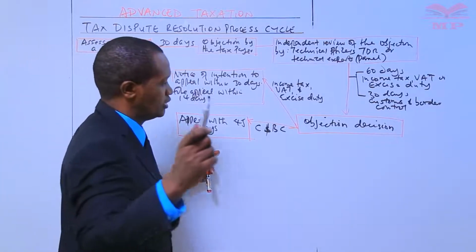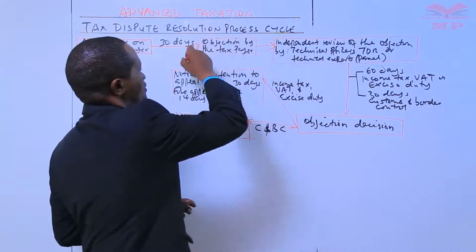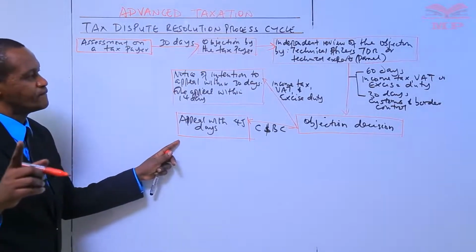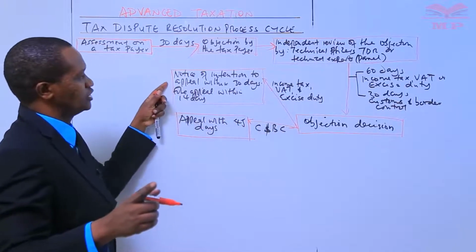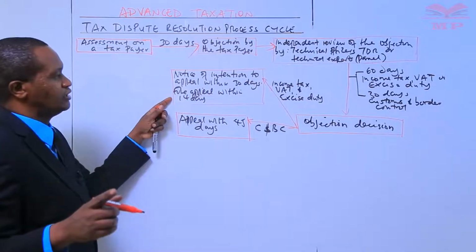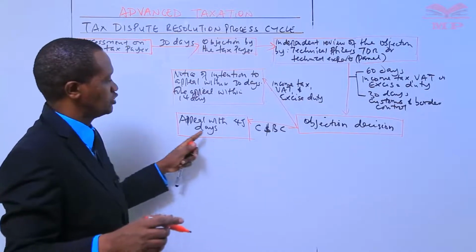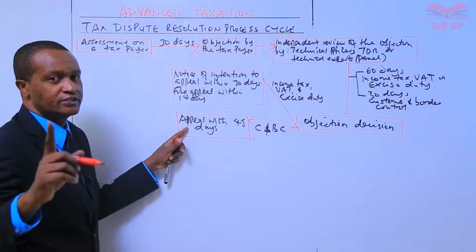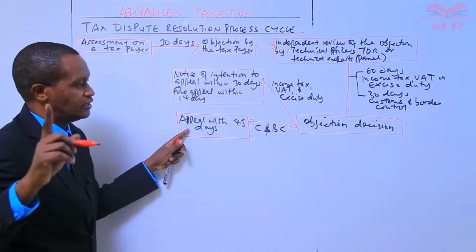So I hope you are following the discussion, candidates. All right. So if it's a matter relating to income tax, VAT, excise duty, then notice of intention to appeal should be given within 30 days, then they file the appeal within 14 days. If it is a matter of customs and border control, the appeal should be made within 45 days.